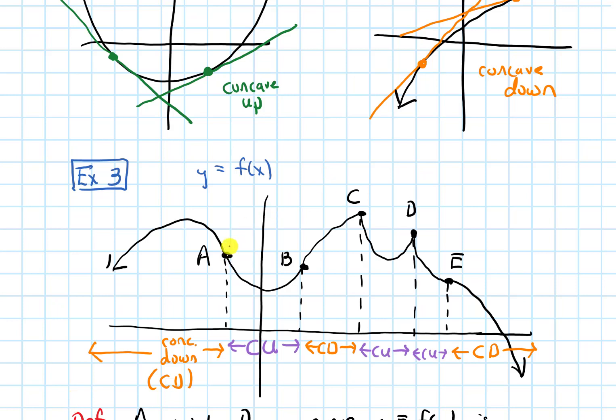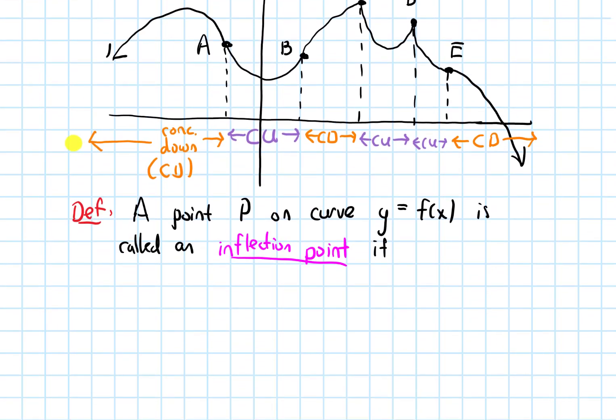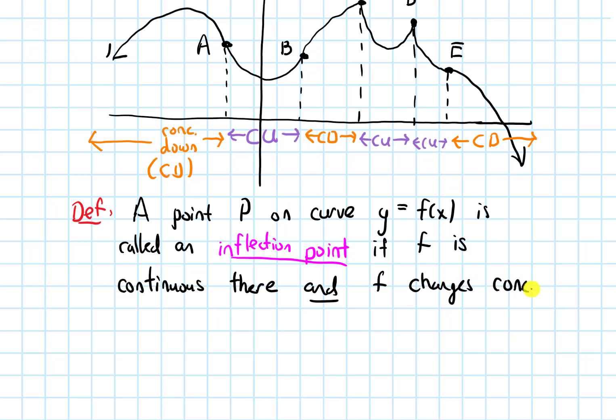All right, so there's some terminology that we can use to talk about points on the graph where it switches concavity, like from concave down to concave up, like it does at A, or from concave up to down, like it does at B. That is called an inflection point. Our definition will say that a point P on the curve y equals f of x is called an inflection point if f is continuous there. If it's not continuous there, it doesn't even matter. It's not going to be an inflection point. It's got to be continuous there at the start, and f has to change concavity there.